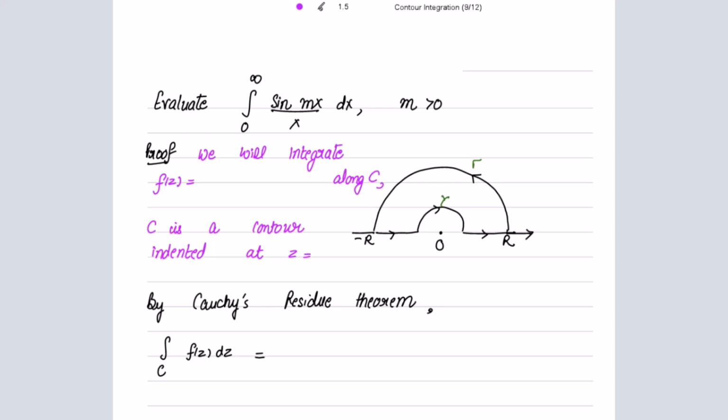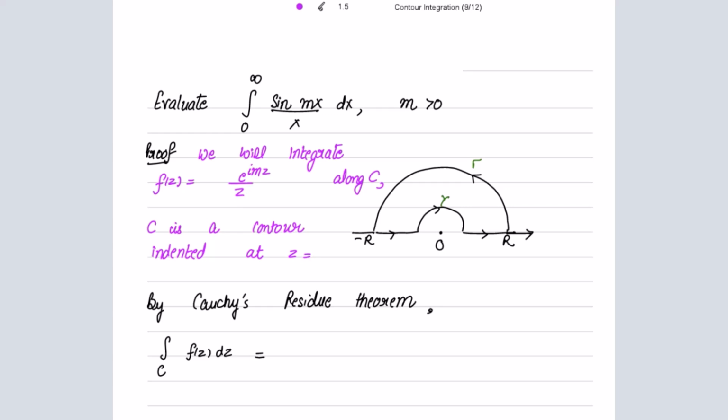Whenever you have sine or cosine in the numerator, we know that we have to change the form to e to the power iota mz. If m is given to be 1, for sine of x we write e to the power iota z. If m is 2, we write e to the power 2 iota z, and so on. The denominator is the same, just write z in place of x.